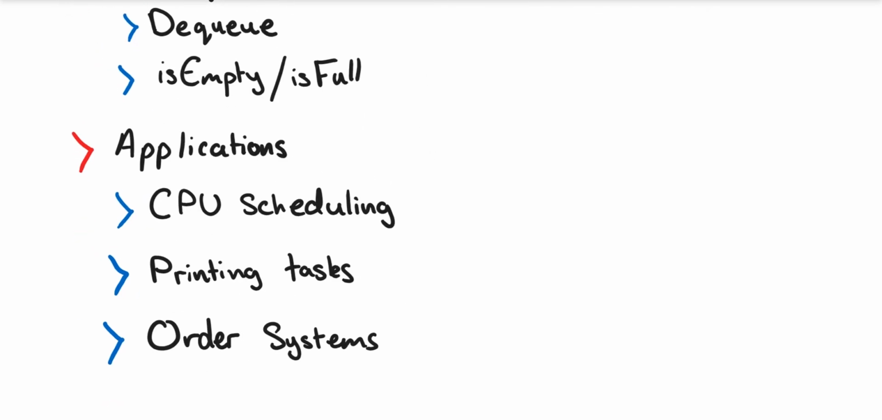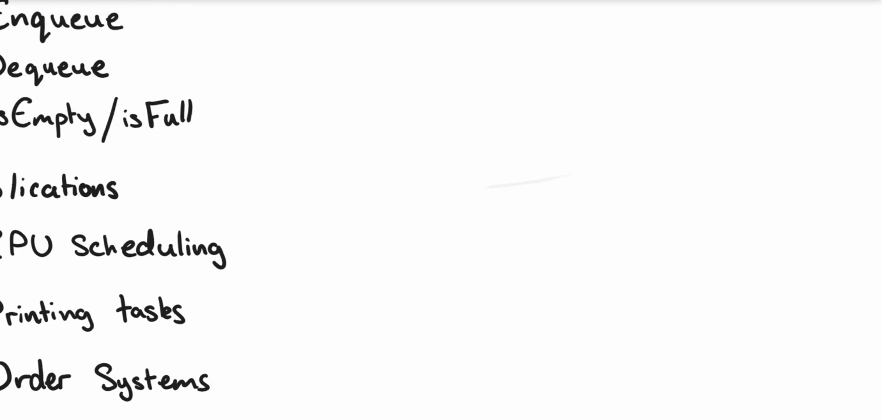The uses of a queue include scheduling tasks for your CPU, printing tasks, or order systems, such as ordering food on a self-serve at a restaurant, or when you go to a supermarket and you go to the checkout. They're vital in real-time systems because they maintain order.